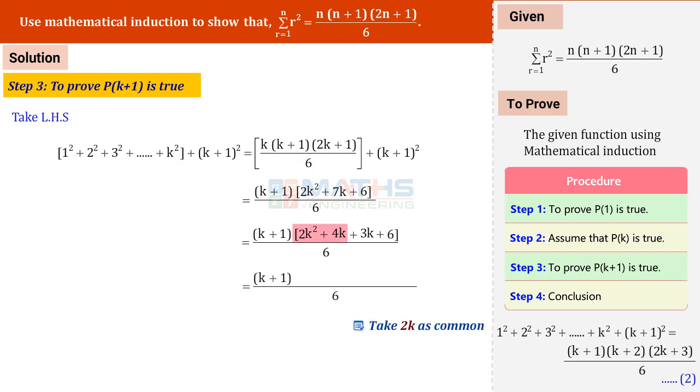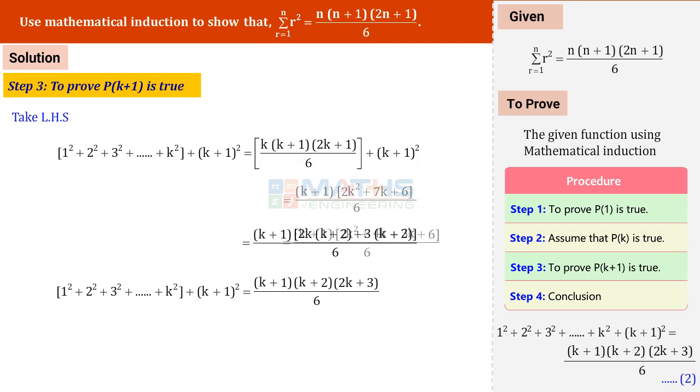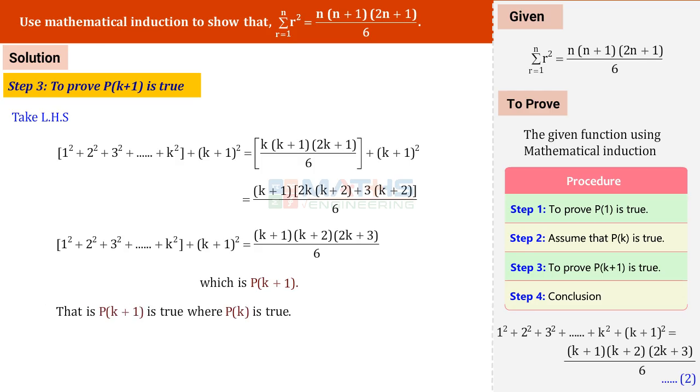From the first two terms, you take out the common term, and from the next two terms, take out the common term. Again we are taking k plus 2 as a common term outside. In each and every term, we keep k plus 1 by 6 as it is. This is equal to the right hand side. This is what we want to prove. This is our P of k plus 1. So P of k plus 1 is true.